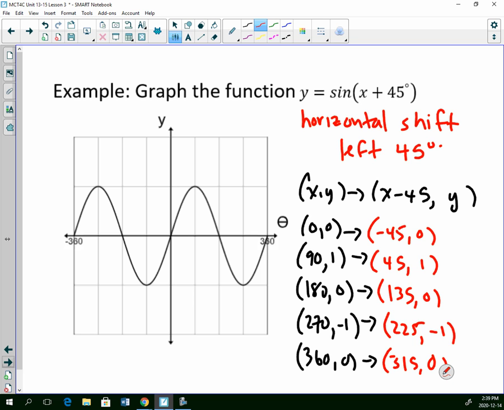So these points are now moving left. So this 0 is going, so we'll just divide it up into 45 degrees. So this point's going left, this top's going left, this middle's going left, this bottom's going left, and the end is going left. So my graph now looks like this, and likewise over here. So now the graph has shifted left 45 degrees. So inside the bracket goes left if it's positive, and right if it's negative.